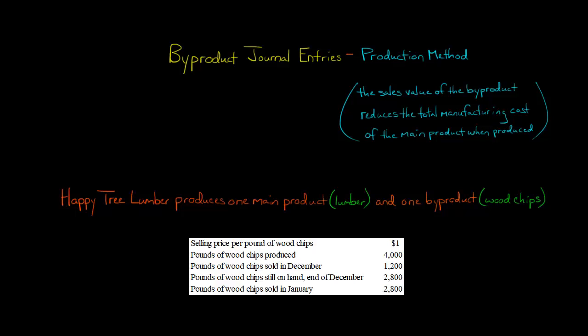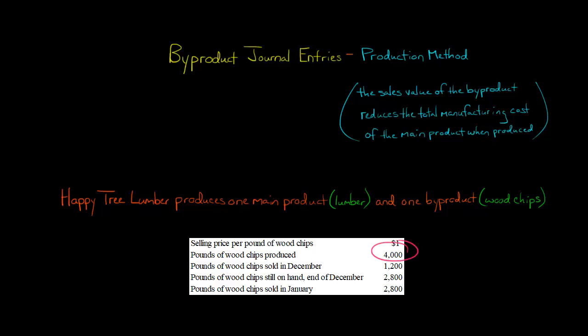In this video, I'm going to show you how to make the journal entries for a byproduct when a company uses the production method. So let's get into an example. We've got a company that produces one main product, lumber, and then they happen to have a byproduct, wood chips. So they're in the business of making lumber and they just happen to get some wood chips on the side. How much wood chips do they produce?